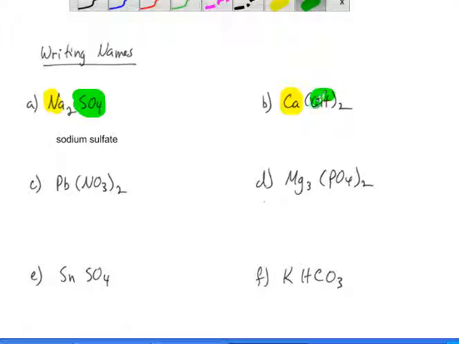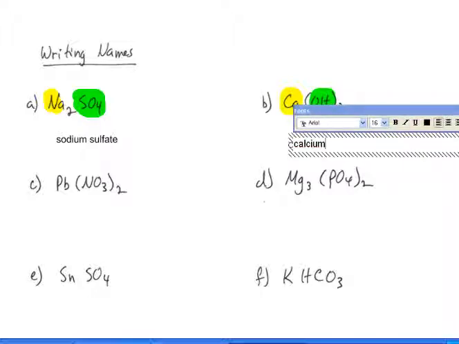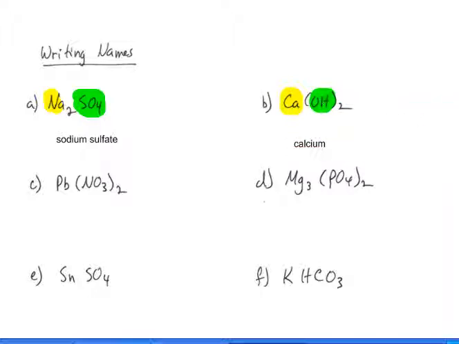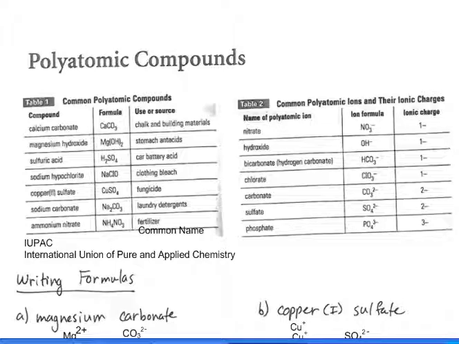That's it. If you look at the next one here, Ca, and then, oh, I have something in brackets here. It's this. So if you don't remember the names here, go back in your periodic table. Ca, of course, is calcium. And OH, if you don't remember that one, OH, hydroxide.